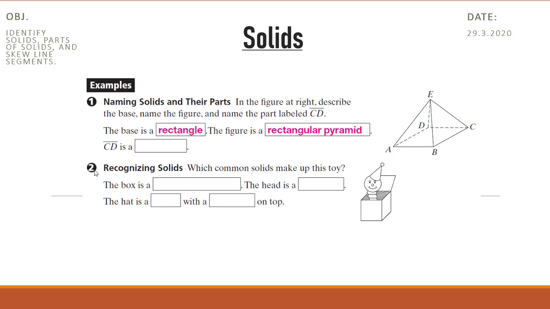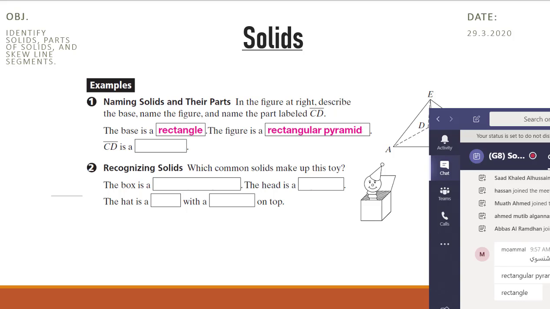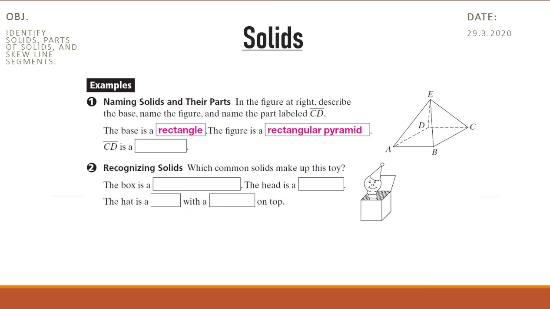In question number 2, we're going to recognize solids. In this toy, we have common solids. The box is, okay, write in the chat. Cube, excellent. Sorry, in the first question, we didn't finish the CD line segment. This is an edge, and it's in the base, so it's a base edge. If it's in the lateral faces, it's called a lateral edge.